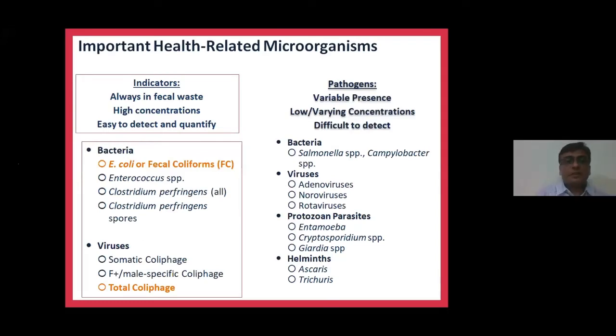So indicator microorganisms are always present in fecal waste. They are present in high concentrations, and their methods, I wouldn't say they are easy, but they are much simpler to detect and quantify. So E. coli, fecal coliforms, or total coliforms are indicator organisms which talk of microbial pollution in the water. Of course, there are other pathogenic indicators which can be taken up.